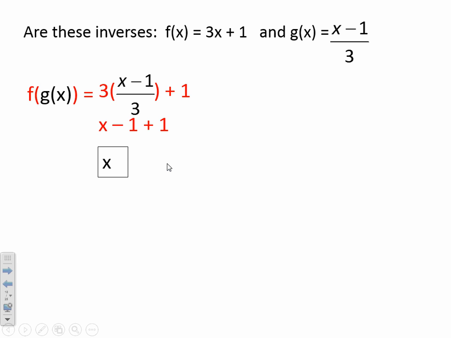Not enough to stop there. We also have to check g of f of x. So rewrite g, x minus 1 over 3. And we're going to plug f of x in there in place of x. So I plugged 3x plus 1 in place of x right there.